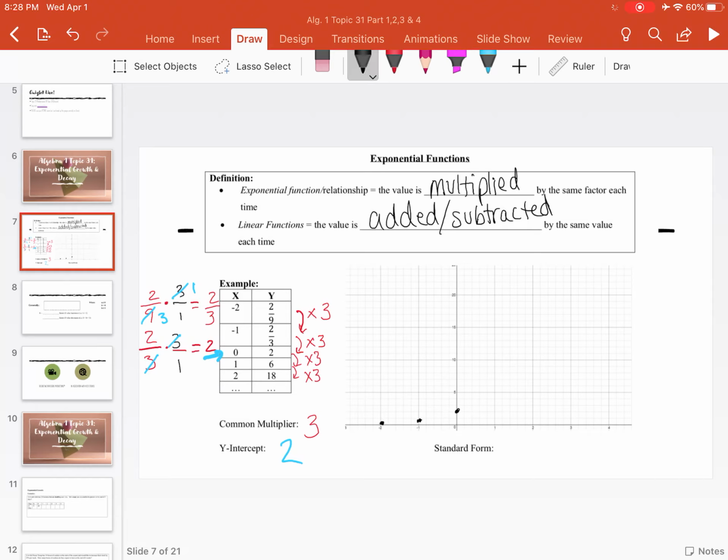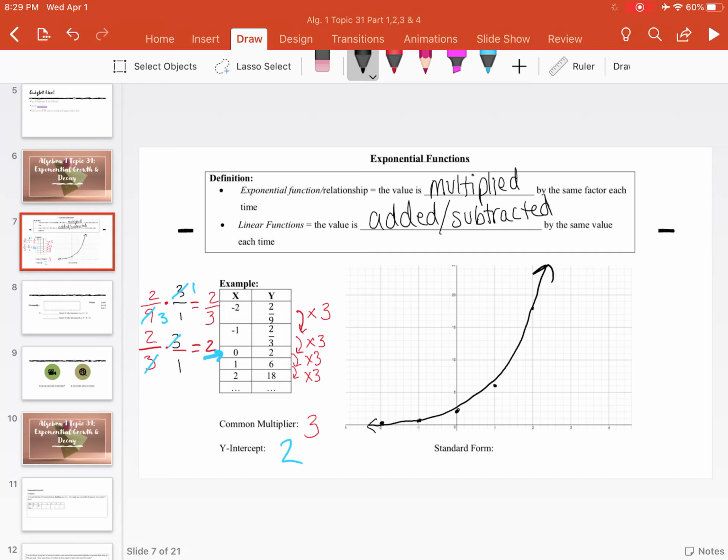Now I'm going to continue plotting these points. Over 1, up 6, over 2, up 18. Notice how we get a really big jump there. So this is an exponential curve. It's not as consistent as a straight line where there's a steady slope. Here though we have a multiplier. So if we were to connect all these points, we have a curve, but our curve here is growing.